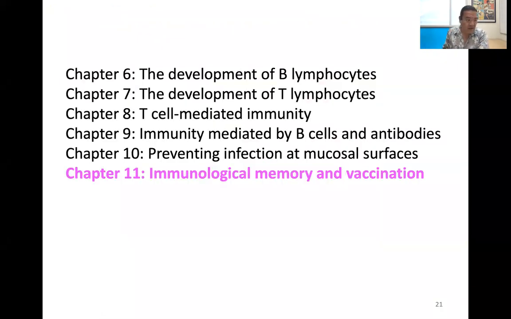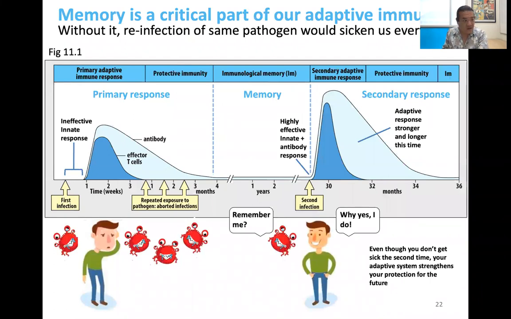Okay. The last chapter has to do with immunological memory and vaccines. Oh, I didn't realize it's 11:20 already. Sorry. So remember, memory is a very critical part of our adaptive immunity.